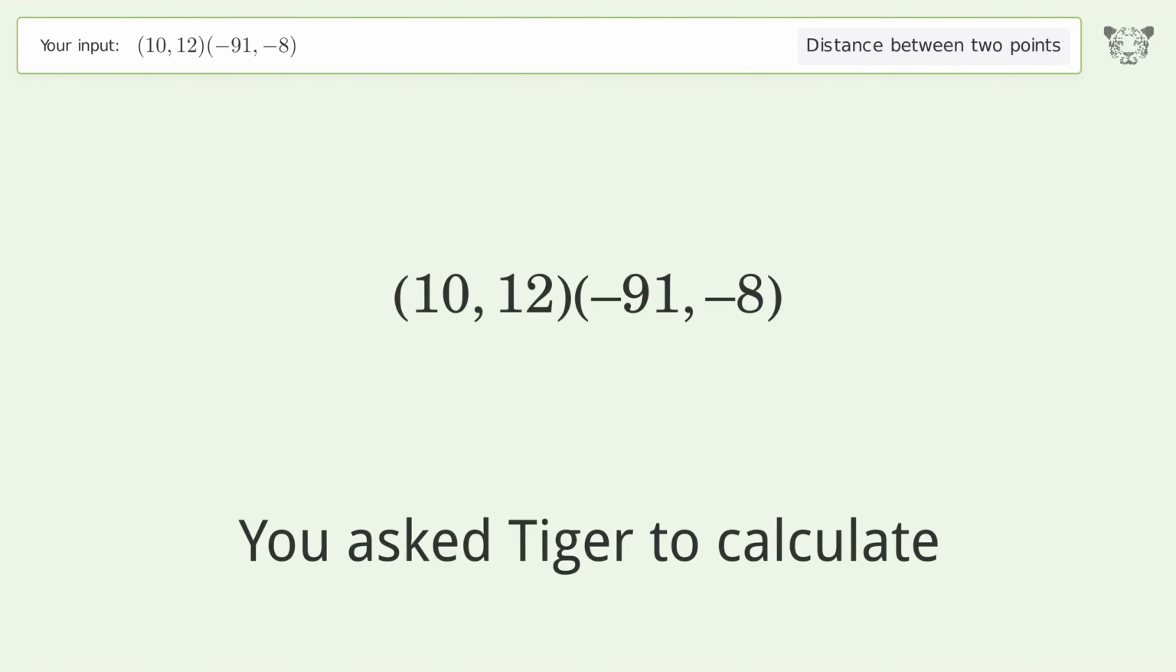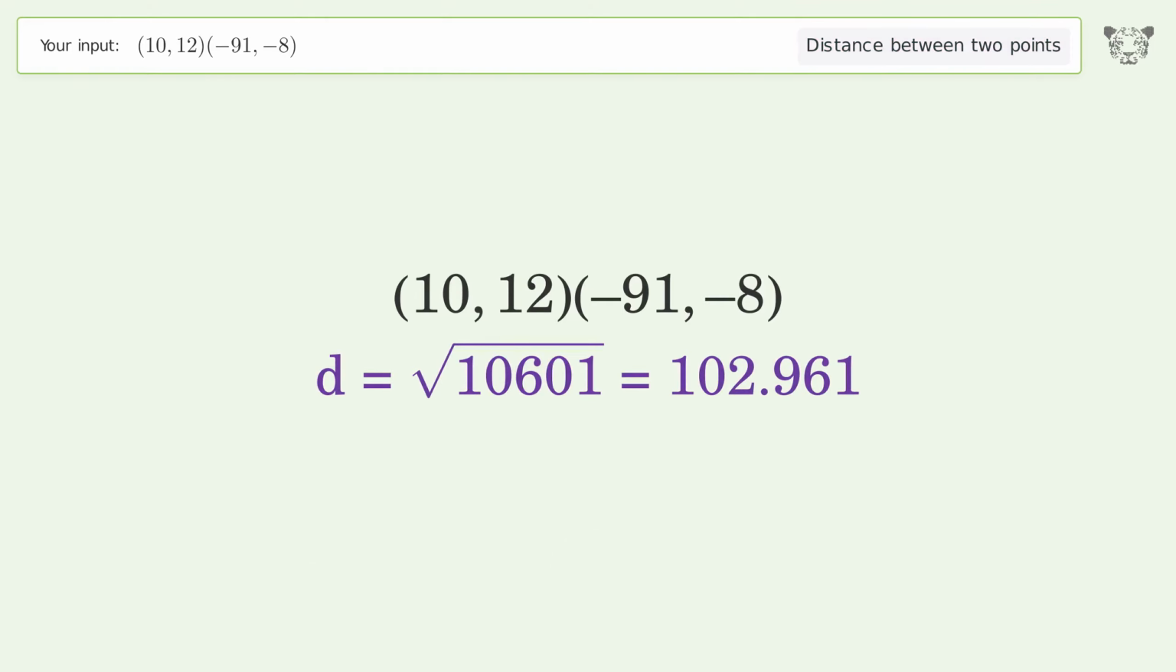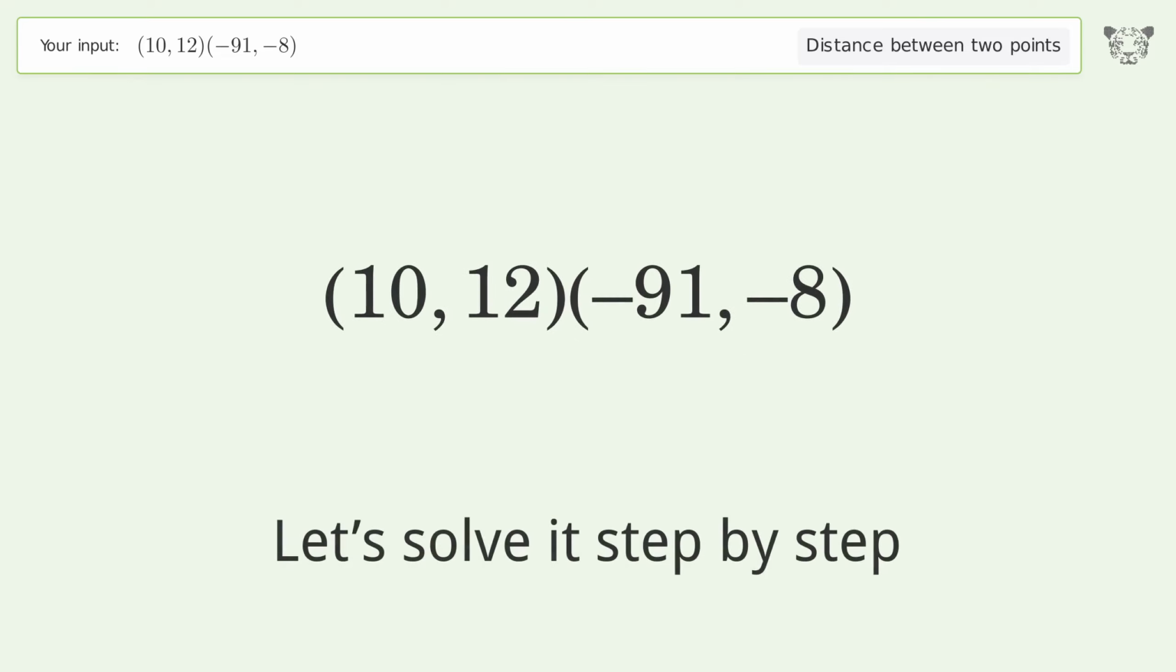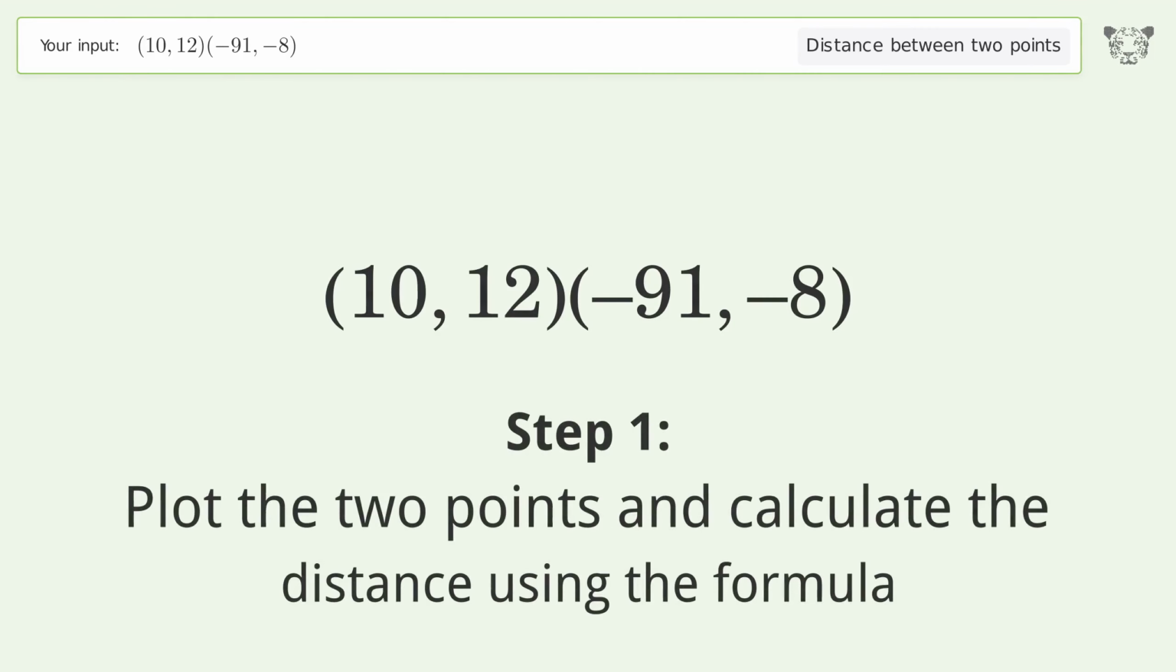You ask Tiger to calculate. This deals with the distance between 2 points. The distance between the 2 points is the square root of 10,601, or 102.961. Let's solve it step by step. Plot the 2 points and calculate the distance using the formula.